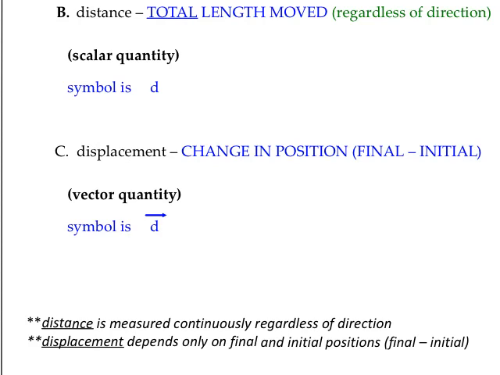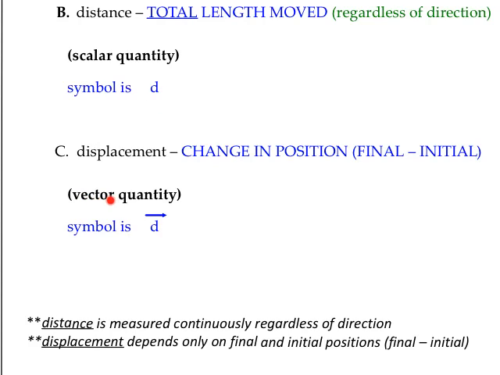Our next set of vocabulary terms are going to be partnered together because they are similar to each other, but one is a scalar and one is a vector quantity. The first one is distance, and this refers to the total length that an object moves regardless of its direction. It is a scalar quantity, and the variable or symbol we're going to use is simply a lowercase d.